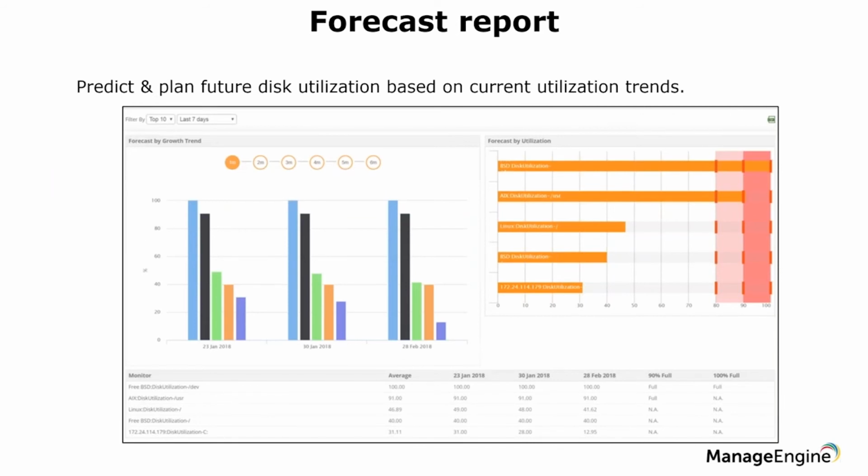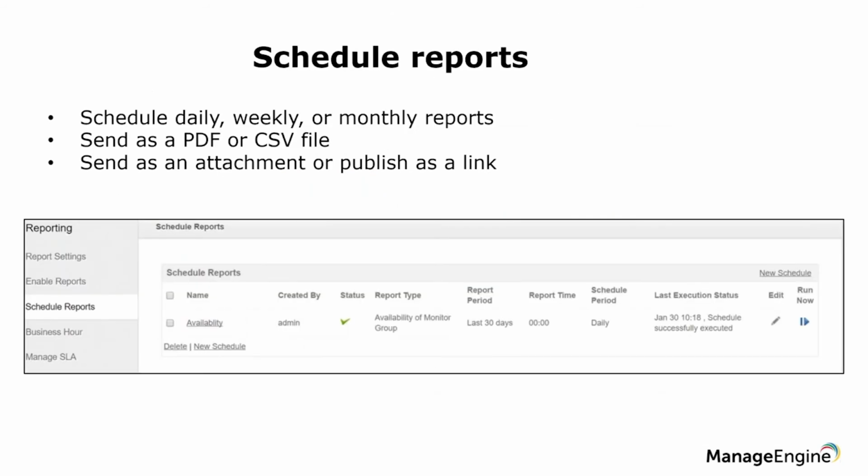The next report, which I like the most, is the forecast report, which predicts and plans the future disk utilization based upon the current trend of the disk utilization. So you can predict it for 1 month, 2 months, and how it's going to be for 6 months. The next report that you can make use of is to schedule reports, right? Every manager or IT administrator manager will look forward to a weekly or monthly report. We have various reporting features that you can make use of and schedule. You can send it as a PDF or CSV file, or you can publish it as a link.